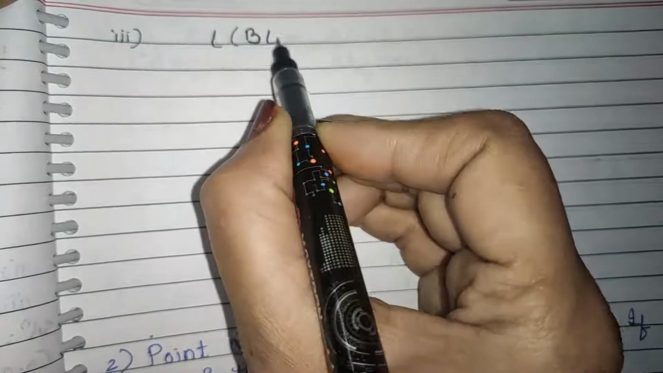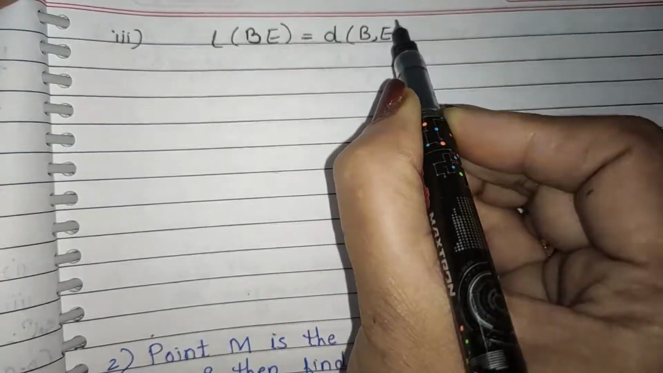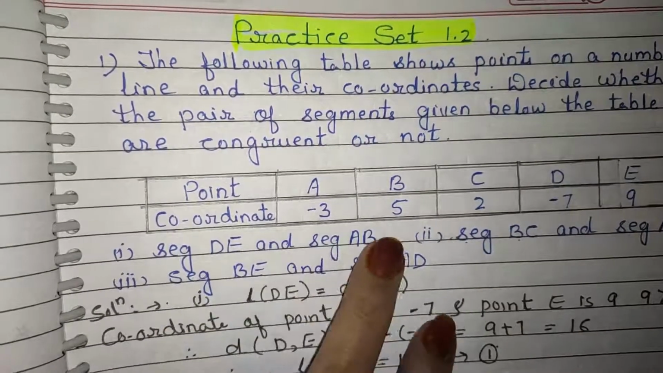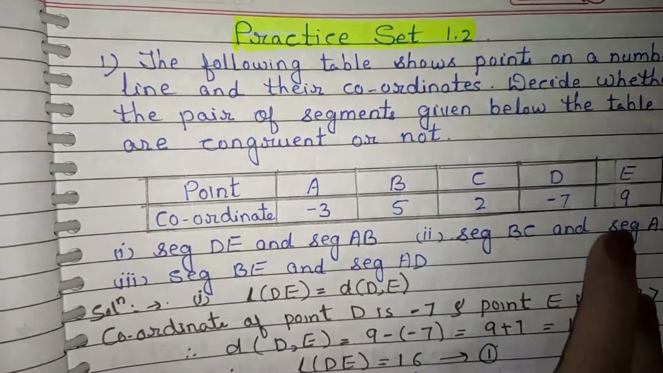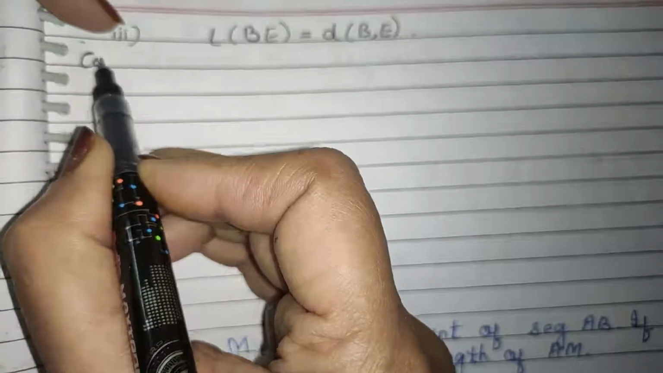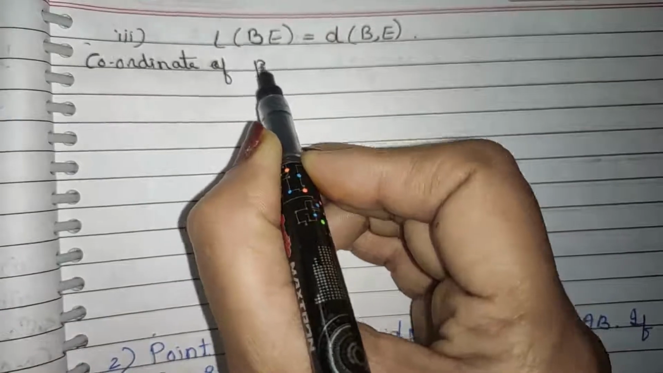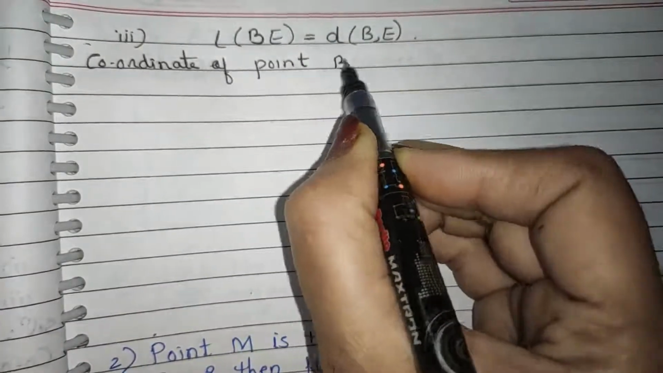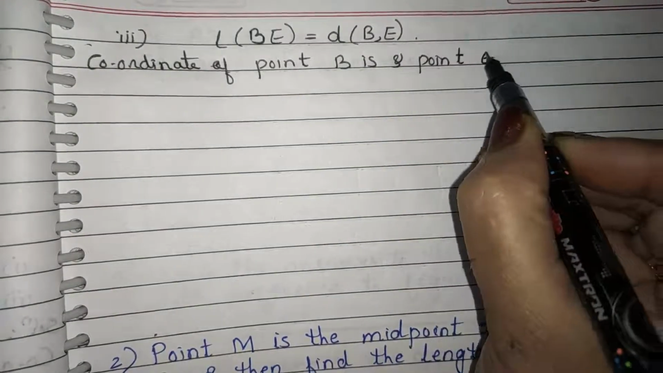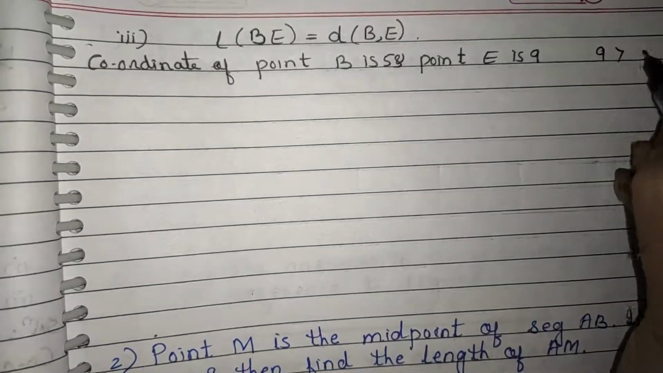Length BE is equal to distance between points BE. Now look here, coordinate of B is 5 and the coordinate of E is 9. Therefore write down here, coordinate of point B is 5 and point E is 9. Now here which one is greater? 9 is greater than 5.